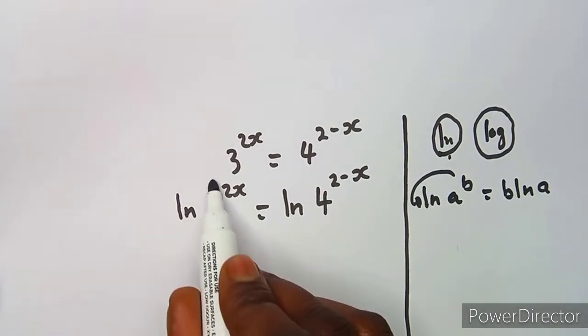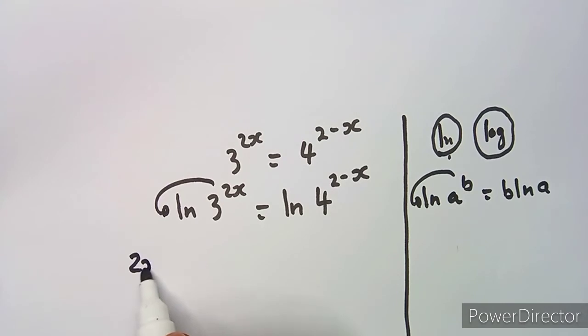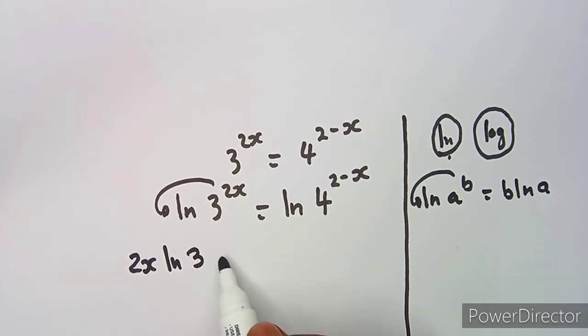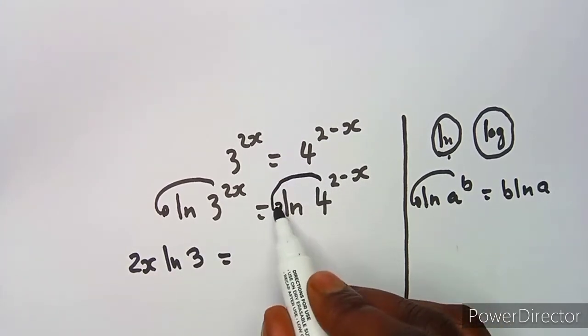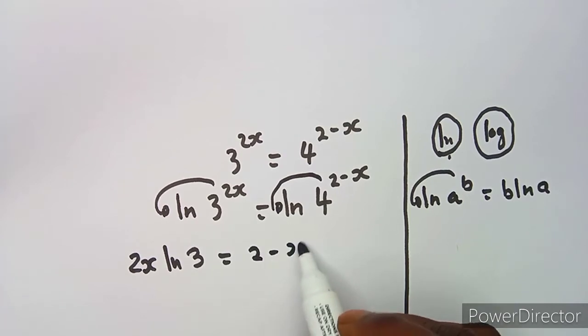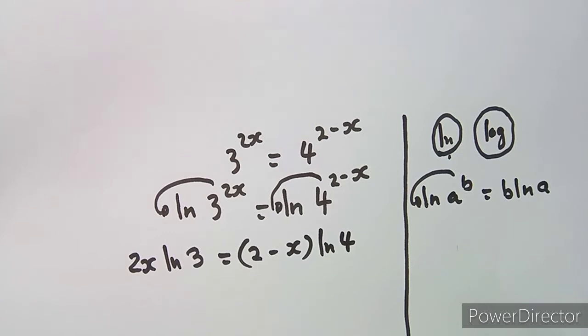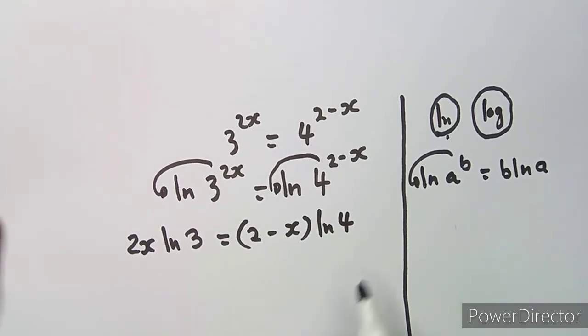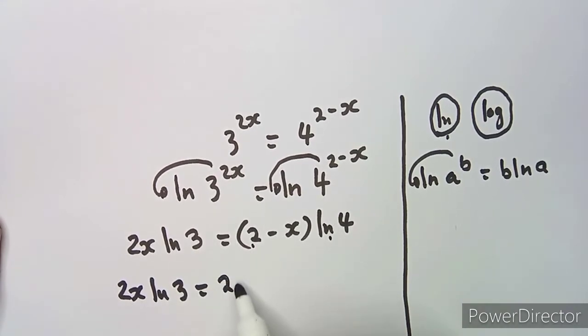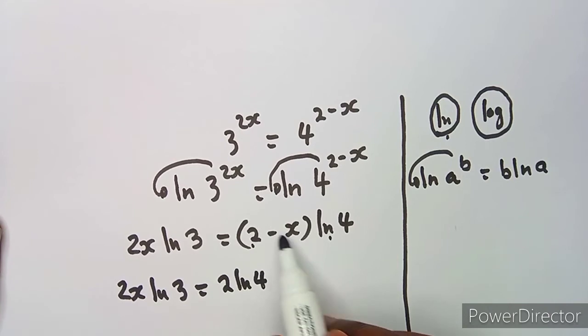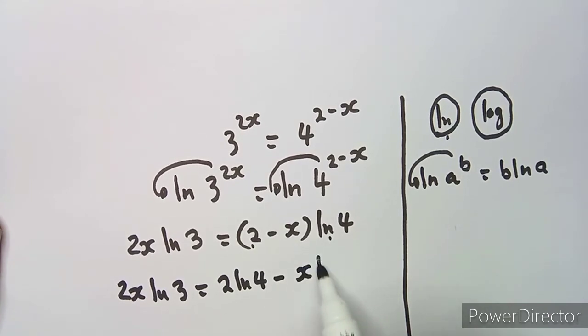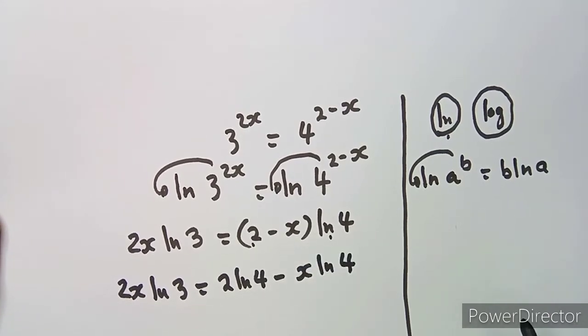So I'm just going to drop this exponent here, which is going to be 2x ln 3, that is equal to, drop this exponent here, which is going to be 2 minus x times ln 4. So that means I can expand ln 4 into the bracket. That's 2x ln 3 is equivalent to 2 ln 4 minus x times ln 4, which is minus x ln 4.